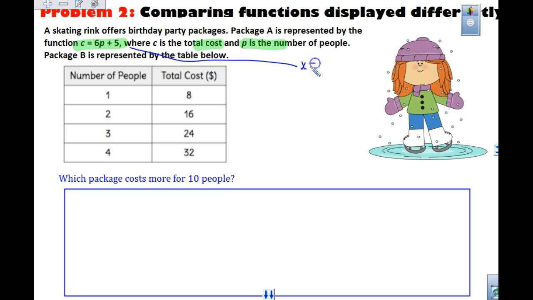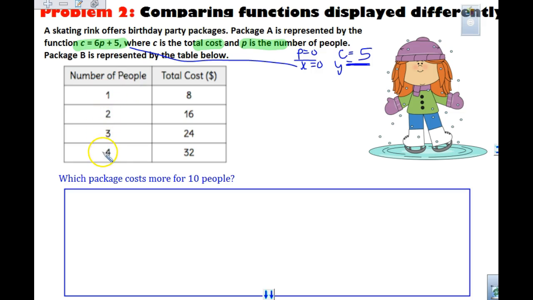If X is 0, Y is, or C is, I guess, if P is equal to 0, we know that this is going to be 5, right? With 0 people, they know the cost is $5.